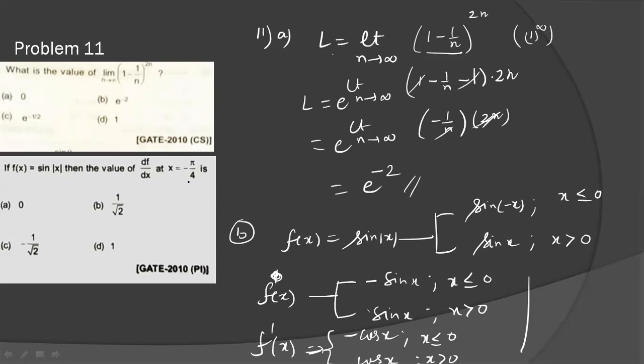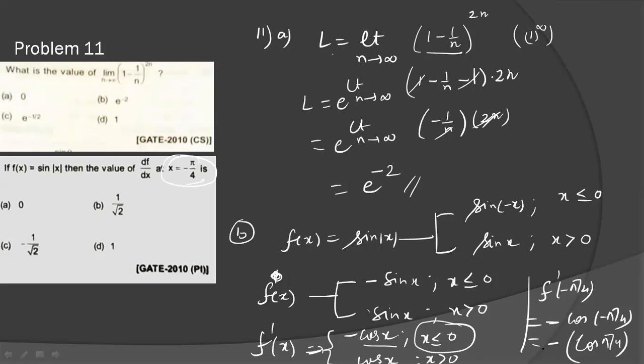And you want the derivative at minus pi by 4, and minus pi by 4 will lie in this interval because x is less than or equal to 0, so the derivative of the function is minus cos x. So f dash of minus pi by 4 will be minus cos of minus pi by 4, because the x less than 0 condition is fulfilled. Cos of minus theta is cos theta, then the minus sign is kept there, so cos of minus pi by 4 will be cos pi by 4, and it will be minus 1 by root 2. So minus 1 by root 2 will be the correct answer.